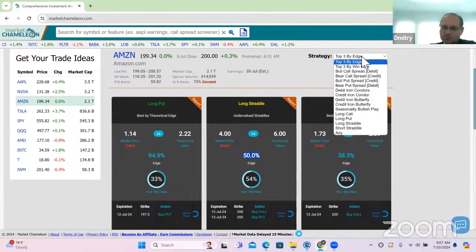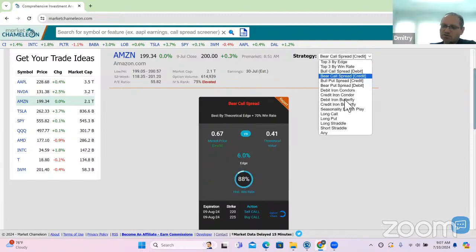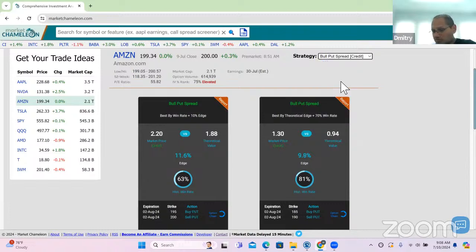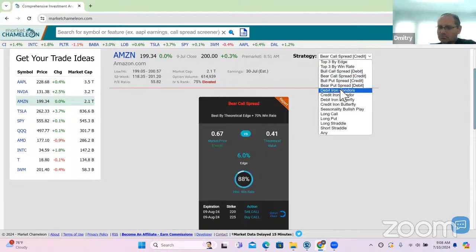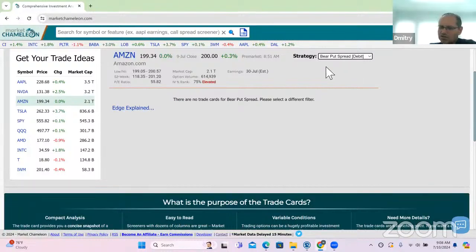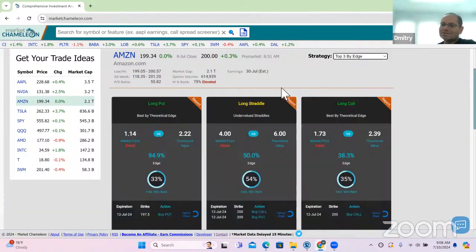We could look at just bull call spreads, for example, or bear call spreads. If you're looking for a bullish idea, you might want to take a look at a bull call spread or a bull put spread, a credit spread. If you're looking for bearish ideas in Amazon, you could do a bear call spread or a bear put spread. So nothing popped up there. It's a quick way to scan for certain strategies in these top securities with the most active options.